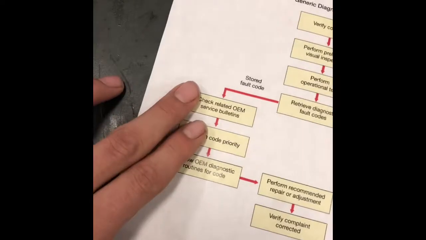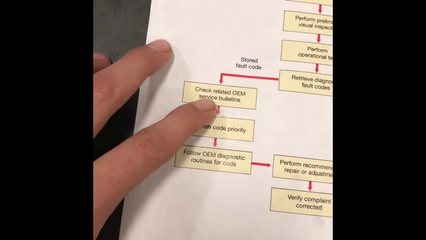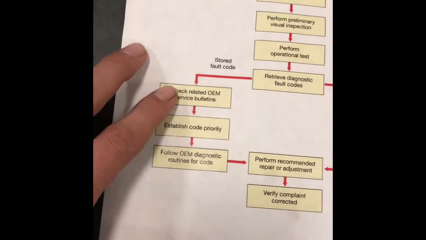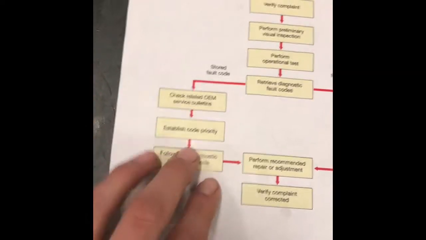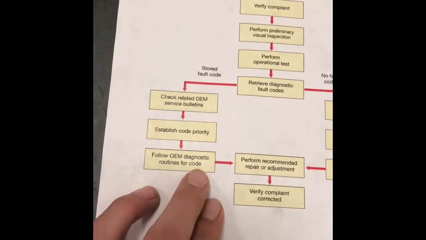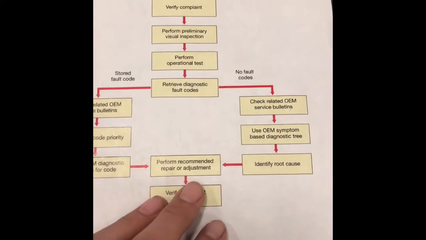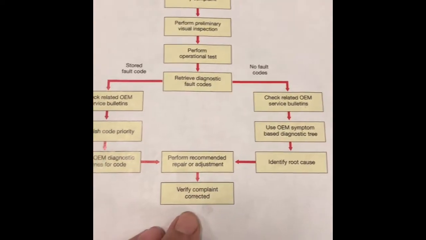And then if you do find any codes, you're going to want to read the code and check what the last technician said about this code. You're going to want to establish what it means and then follow the routines for testing it. And then you're going to want to perform the repair or adjustment to whatever code read.